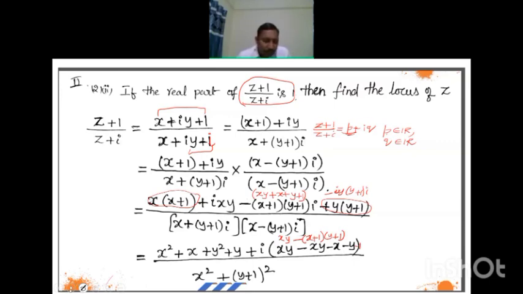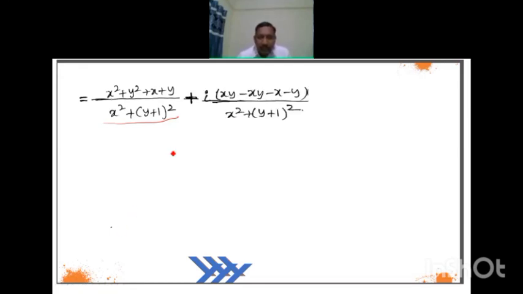If we separate, we will get the real part as x square plus y square plus x plus y by x square plus (y plus 1) whole square. And the imaginary part we can leave it. Here minus 1 should be included, plus 1; upon simplification it comes out to be minus 1. We do not require the imaginary part, so I ignored it.